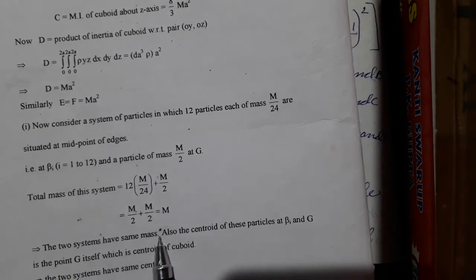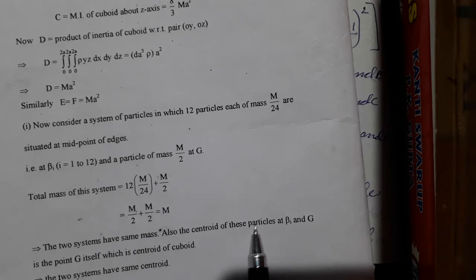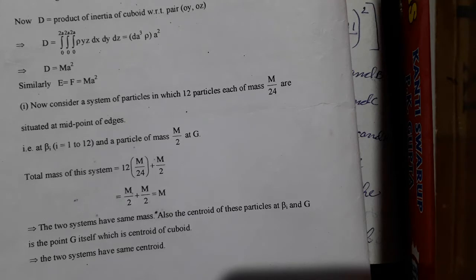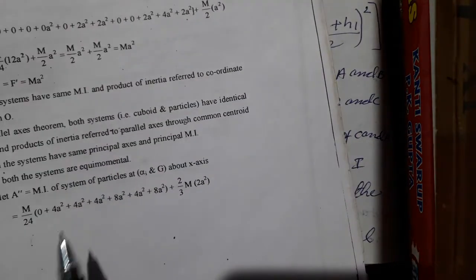The two systems have the same mass, and also the centroid of the particles at alpha I is the point G itself, which is the centroid of the cube. So they have the same centroid. So we have also proved it. We have to prove this, because to show an equimomental system, we have to prove that they have the same mass as well as the same centroid. So please, students, do all these two questions by yourself in detail. After doing this, you try to find a dash.